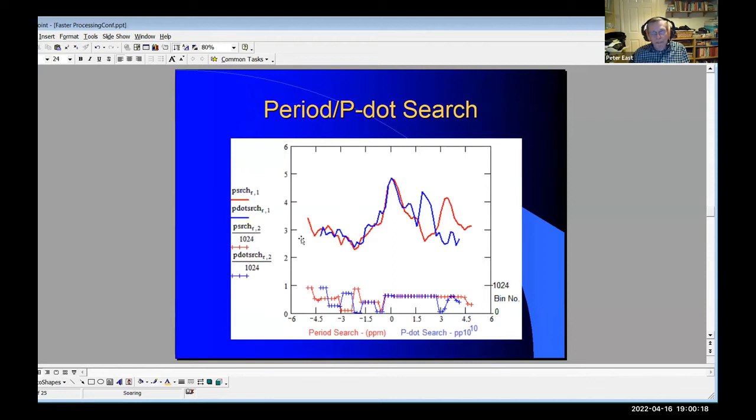So this is the period P dot search files. The period search is in red and the P dot search is in blue. I'm only going over a range of about plus or minus 4.5 parts per million. The P dot search is over a similar sort of range, but they are parts per 10 to the 10. And with them both peaking up at 0, tells us that the period is what you expect from tempo, and there's no period change during this 4 hours 40-minute period. And we're looking at parts in 10 to the 10 there.